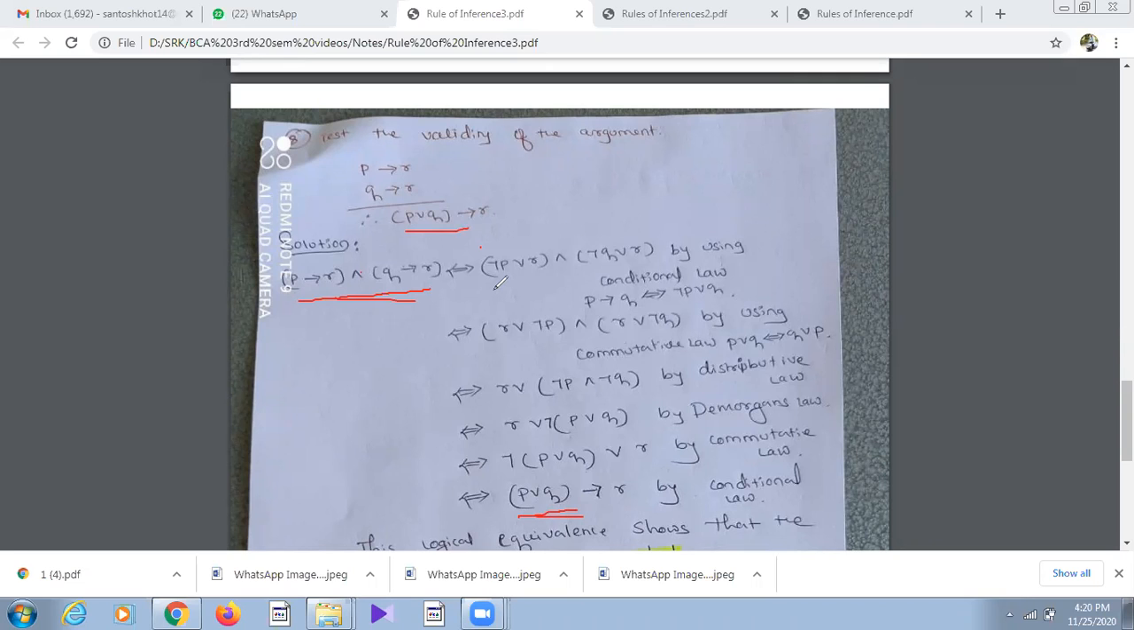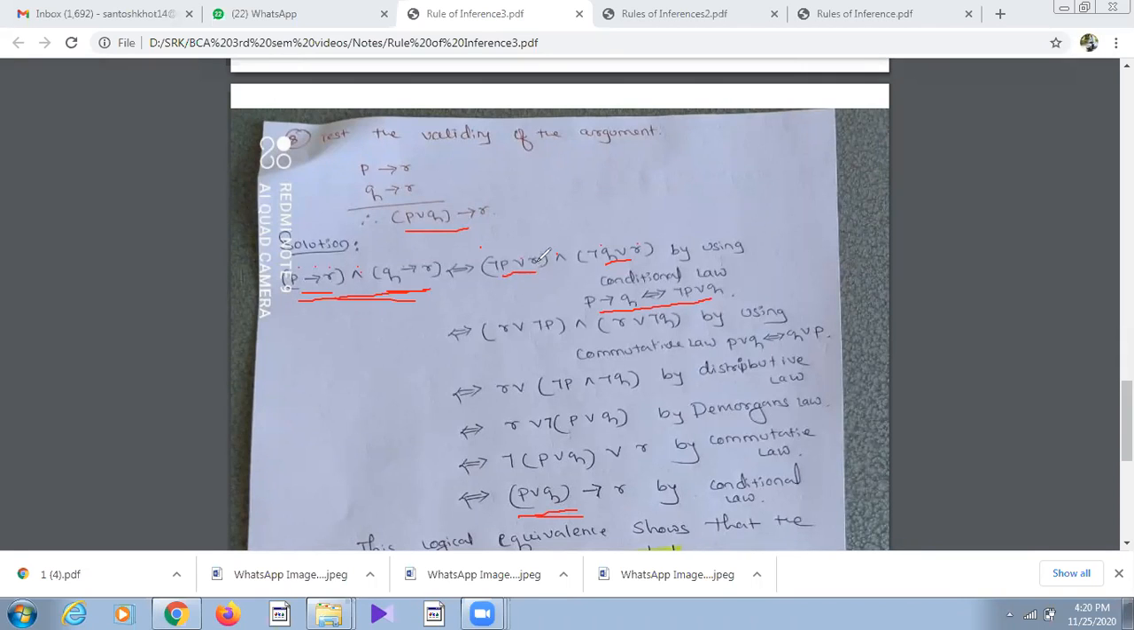So here P conditional Q and conjunction Q conditional R. What is the conditional law? P conditional Q can be written as negation P or Q. Similarly here, negation P or R. This conjunction stays as it is. Q conditional R becomes negation Q or R, by using the conditional law. Okay, so here there is a possibility of using the distributive law.